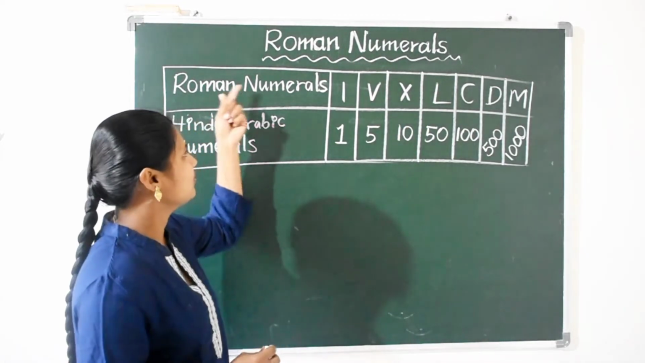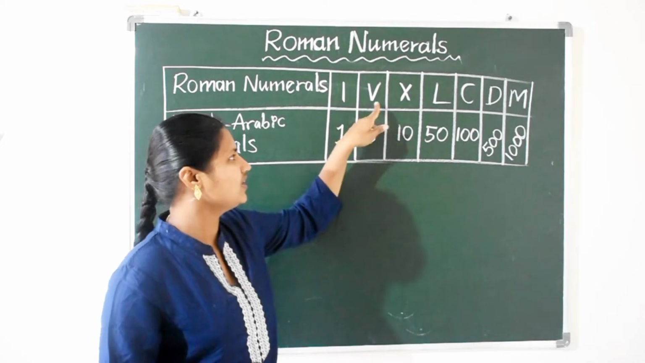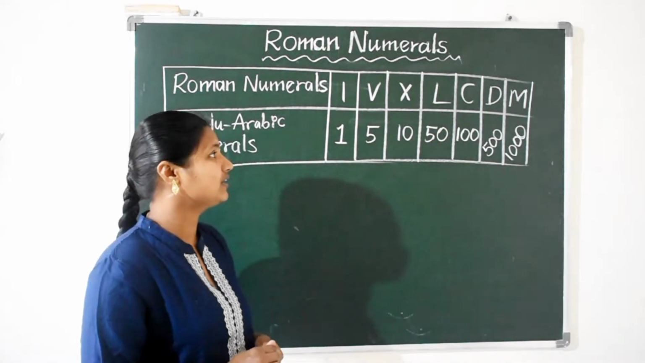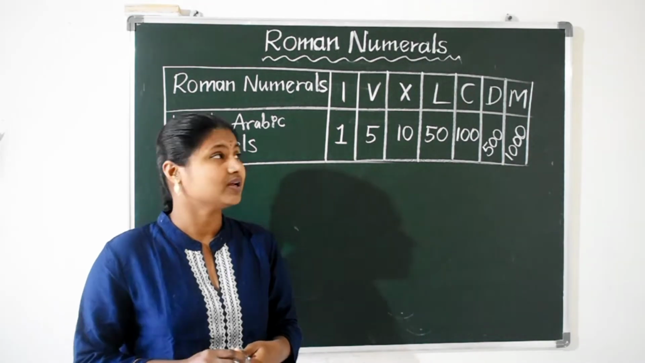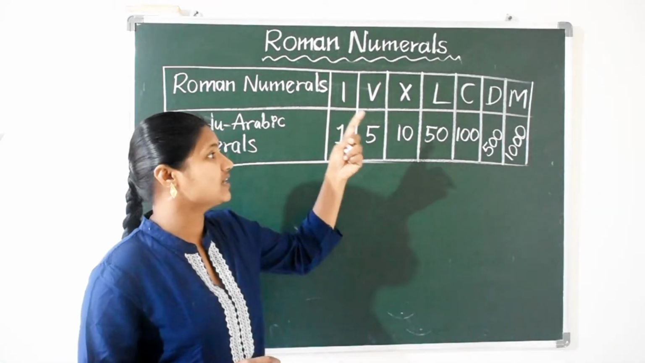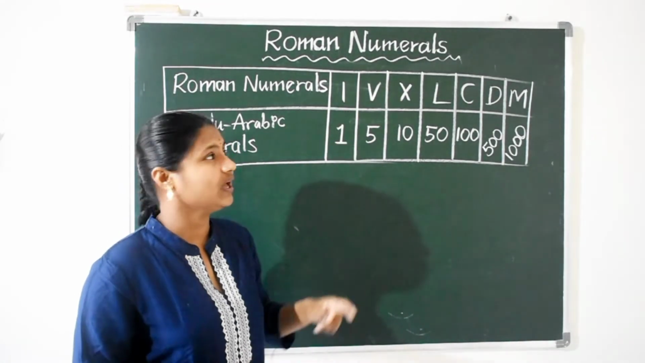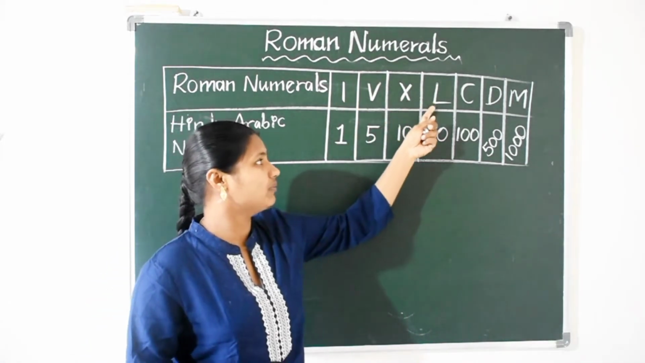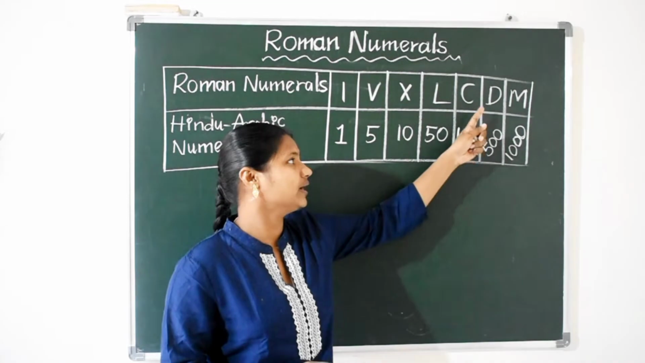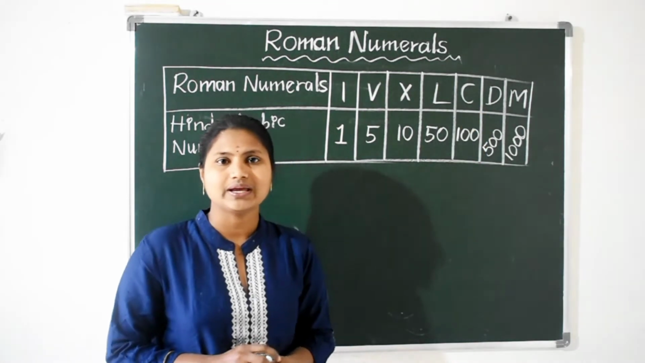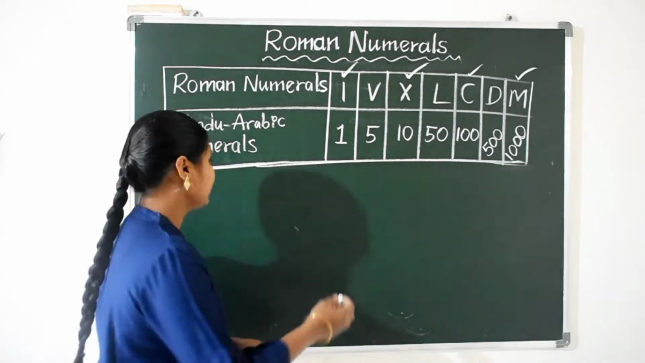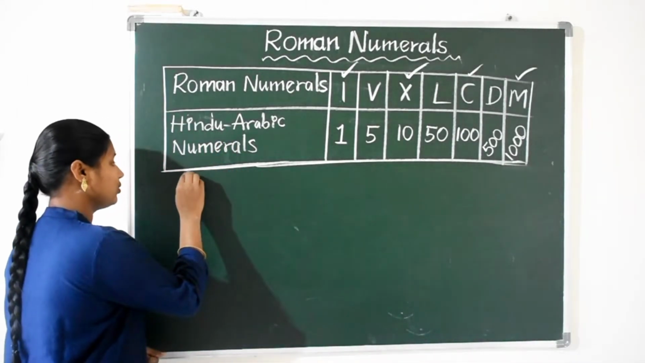Okay, what are the Roman numeral letters? I, V, X, L, C, D, M. These are the letters used to write Roman numerals: capital I, capital V, capital X, capital L, capital C, capital D and capital M. Only capital letters are used. So we have already learnt 1 to 20 Roman numerals, right?